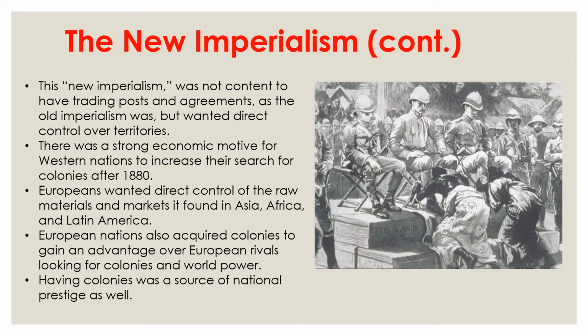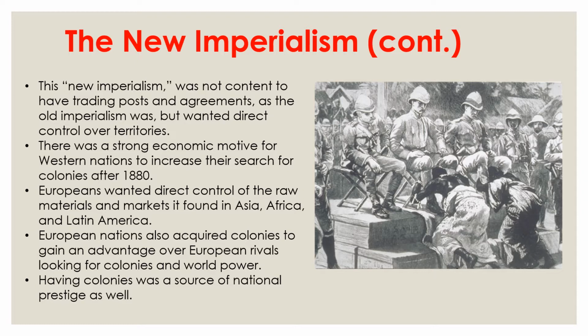This new imperialism was not content to have trading posts and agreements as the old imperialism was, meaning from the Age of Exploration in the 1500s. But instead, this new imperialism wanted direct control over territories, from the mother country having direct control over the territories. That would mean to conquer those people and to force them to become part of a greater colonial empire.